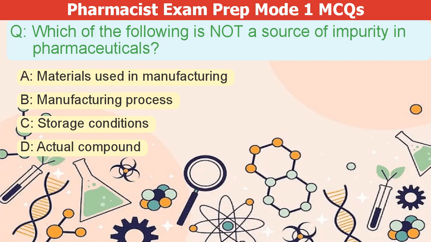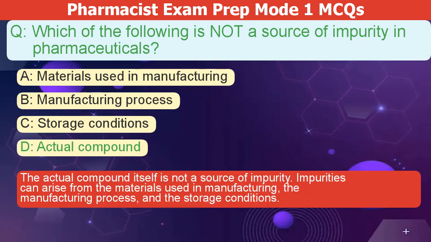Which of the following is not a source of impurity in pharmaceuticals? A. Materials used in manufacturing, B. Manufacturing process. C. Storage conditions. D. Actual compound. The correct answer is D. The actual compound itself is not a source of impurity. Impurities can arise from the materials used in manufacturing, the manufacturing process, and the storage conditions.